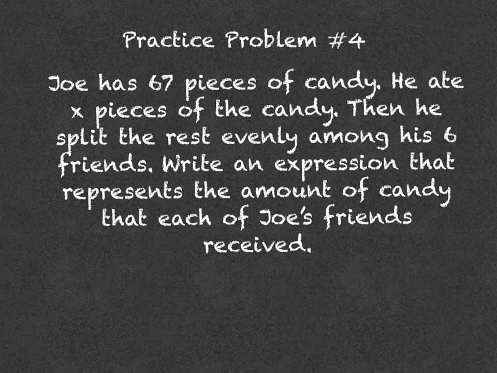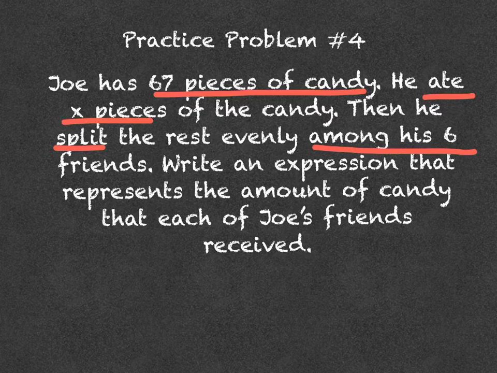Okay, and number 4 says, Joe has 67 pieces of candy. He ate X pieces of candy, then he split the rest evenly among his 6 friends. Write an expression that represents the amount of candy that each of Joe's friends received. Okay, this problem is no longer just a one-step problem. So let's go back and underline our important ideas. 67 pieces of candy, that's what he's starting with. He ate X pieces. Then he split amongst 6 friends.